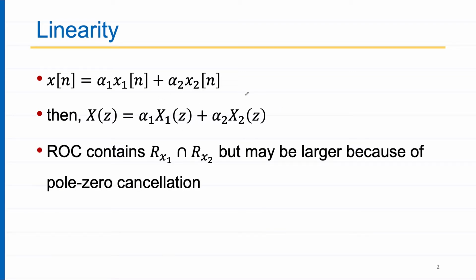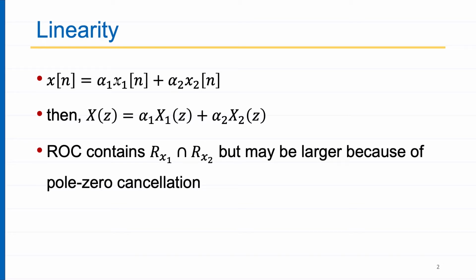Right? And the ROC is very important, because we saw that the ROC is very important in defining which signal corresponds to which Z transform. So the ROC for this X(z) contains R of x1 and R of x2. Basically, X(z) will converge for all those z where both X1 and X2 converge. But there can be some other regions, other points where X(z) converges because of pole-zero cancellation, right?